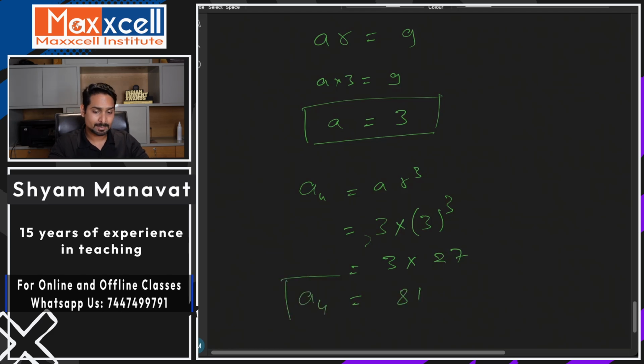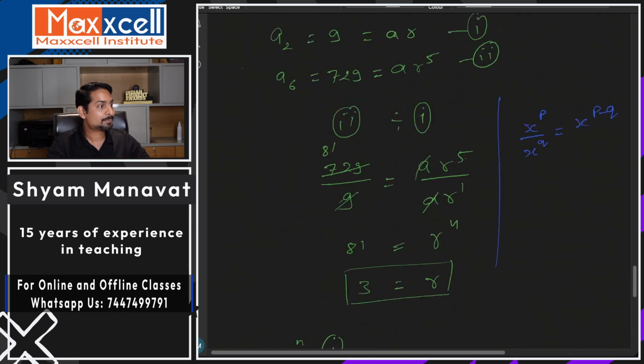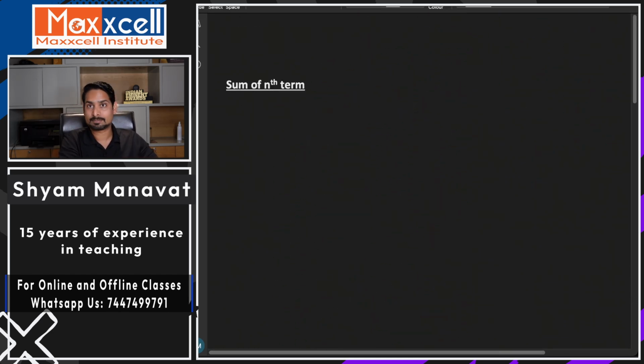Fine. So I hope you understood how to apply the nth term formula in GP and what a geometric progression is. That was important. The next concept is the sum of n terms for GP. The sum of n terms for GP, geometric progression, is given as a into r raised to n minus 1.